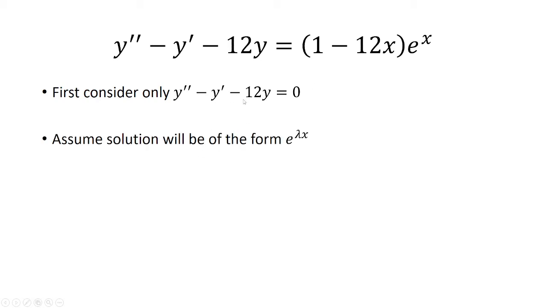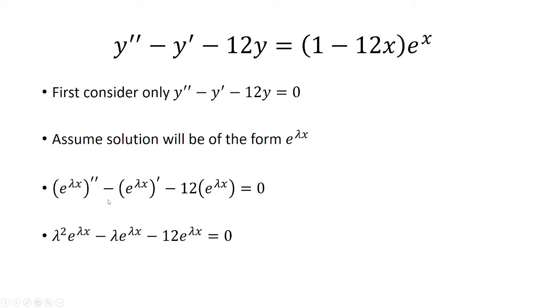So for this differential equation, we're going to assume the solution will be of the form e to lambda x. And so we're just going to plug in y equals e to lambda x into this differential equation. Take the second derivative to get lambda squared e to lambda x, minus the first derivative, which is lambda e to lambda x, minus 12 times e to lambda x equals 0.